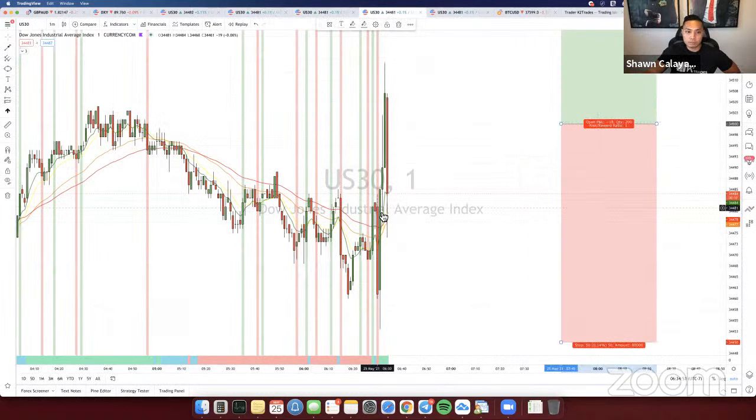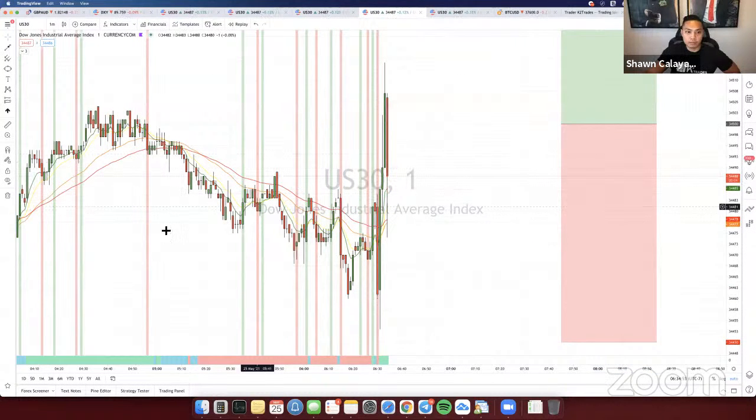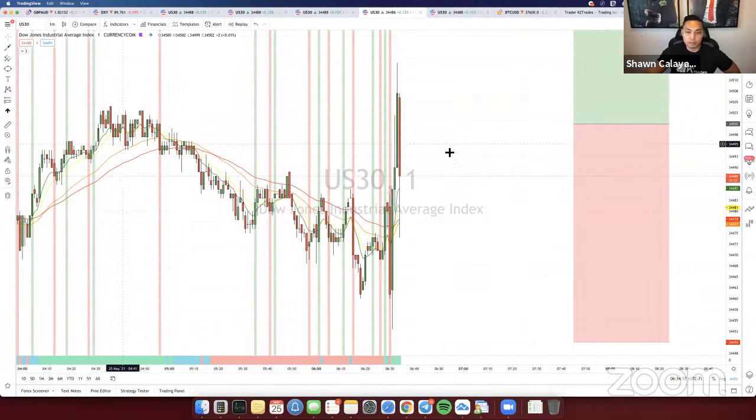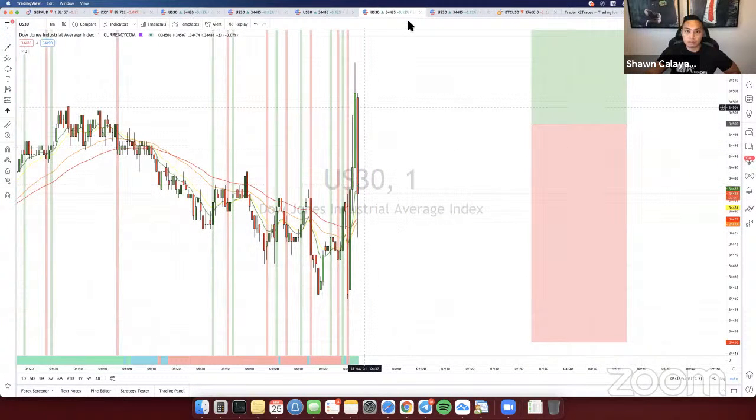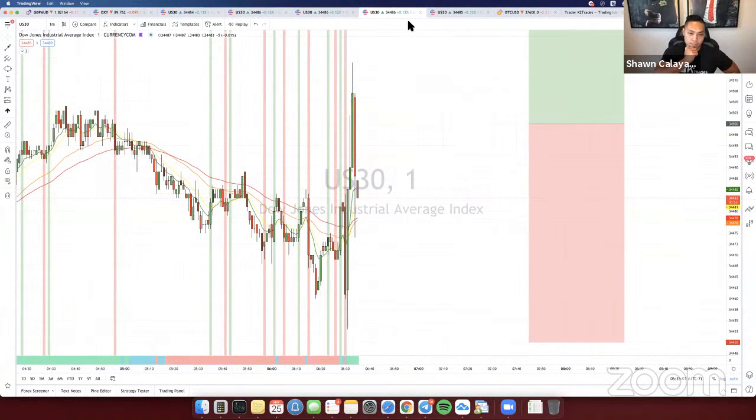You can see right here, it's going back and forth. Usually it's a smooth move down or a smooth move up, right? It's one way or the other. Right here, it's kind of bouncing around. So we'll take a look once it confirms, but yeah, there's no confirmation yet.